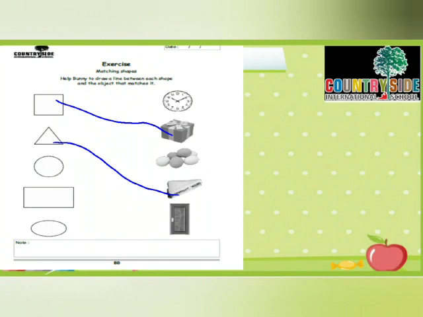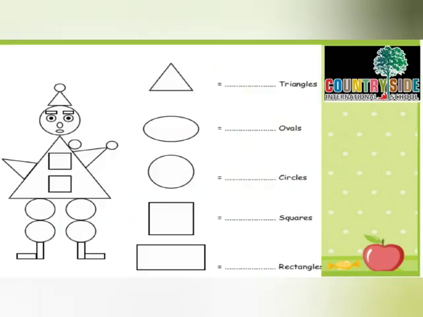Now next it is a circle. Which object is in circle shape? It is a clock, right? Now next is rectangle. We can see a gate with the rectangle shape, right? And the last one is an oval shape. We can see eggs in oval shape. So in this way you have to do the matching, correct? Now next we have page number 81.